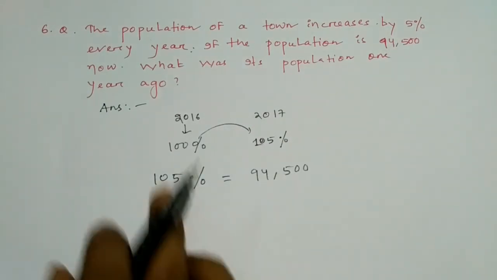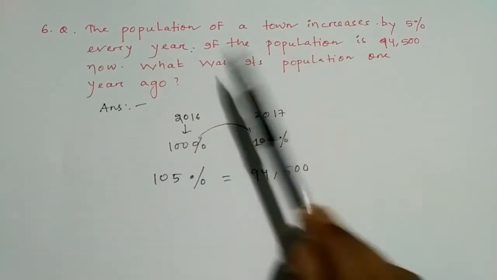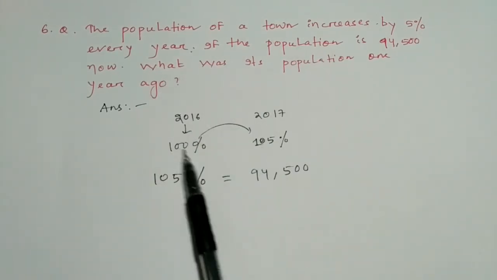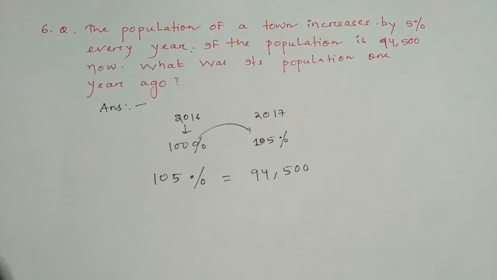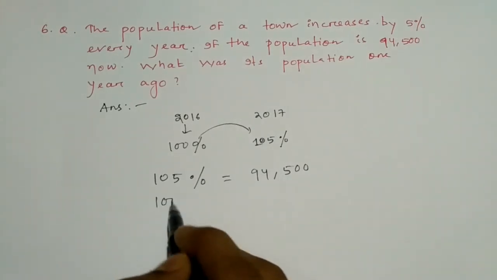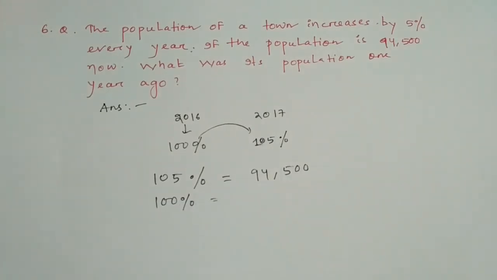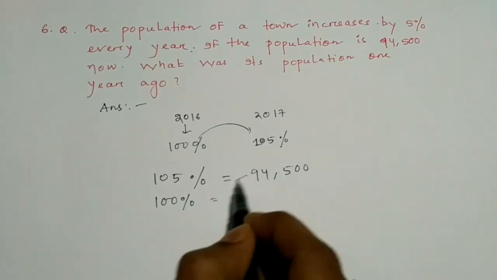94,500. We have to find out what was the population 1 year ago, means we have to find out the 2016 population, that is 100%. 105% is 94,500. So what will be the 100%? Simply doing the cross multiplication, you will get the answer. How can you do that?